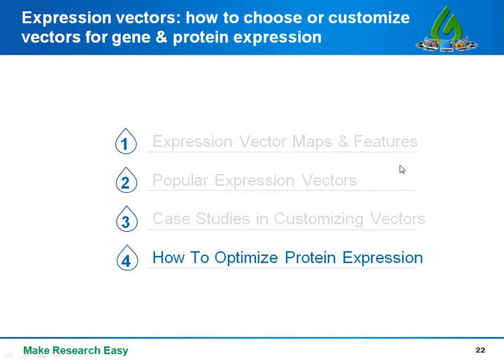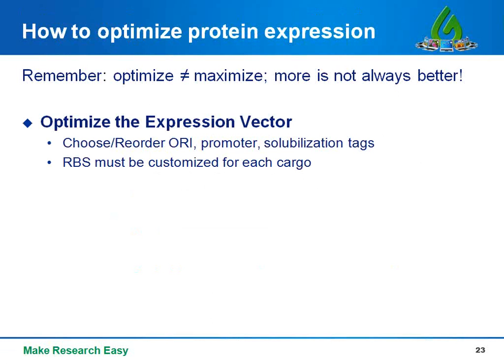Okay, so now let's move to part 4, how to optimize protein expression. First, a reminder, the conditions required to achieve optimal levels of active soluble protein are rarely the conditions that would maximize protein expression. Optimal conditions depend on your host cell background, your culture conditions, your vector configuration. In practice, it's usually worthwhile to test several different vector-host combinations in order to optimize yield of target proteins.